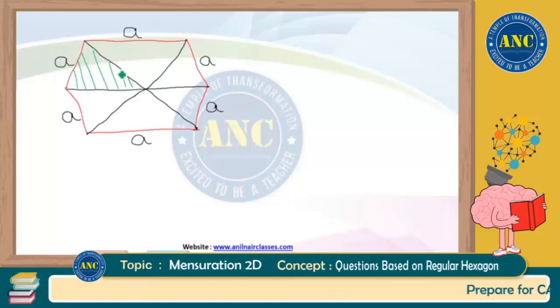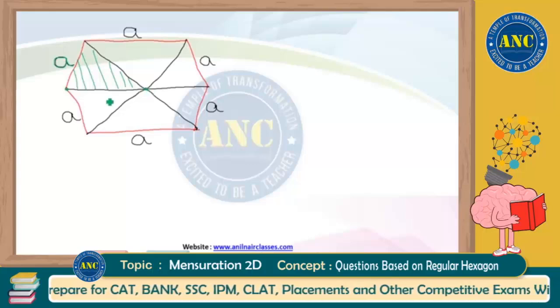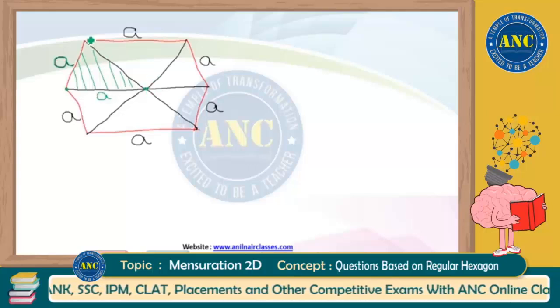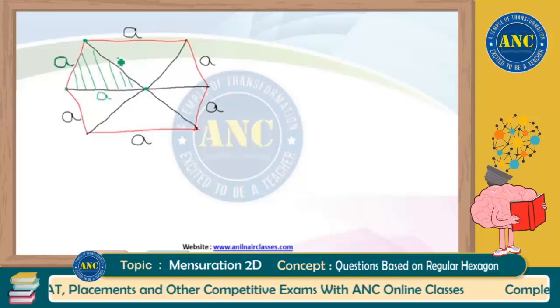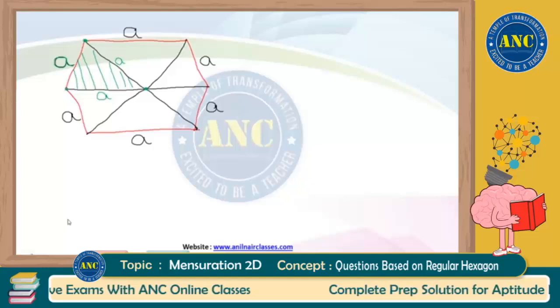Sir, what is the meaning of an equilateral triangle? All the 3 sides are same. That means if this side is A unit, this particular side will also be A unit, and this particular side will also be A unit. That means for that green color triangle, all the 3 sides are A unit.